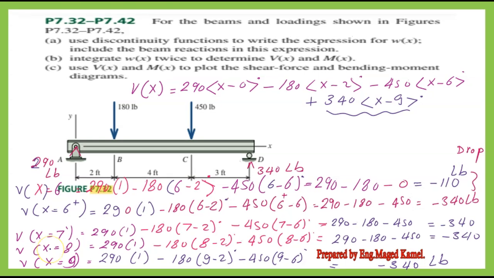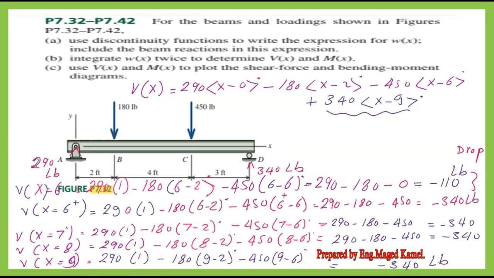We consider x equals 8 feet, so V of x equals 8 equals 290 by 8 minus 0 raised to the power of 0, minus 180 multiplied by 8 minus 2 raised to the power of 0, minus 450 multiplied by 8 minus 6 raised to the power of 0 equals 290 minus 180 minus 450 equals minus 340 pounds.